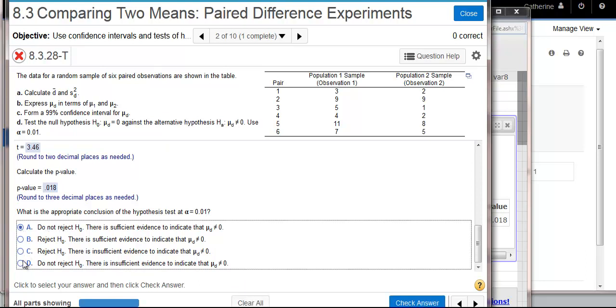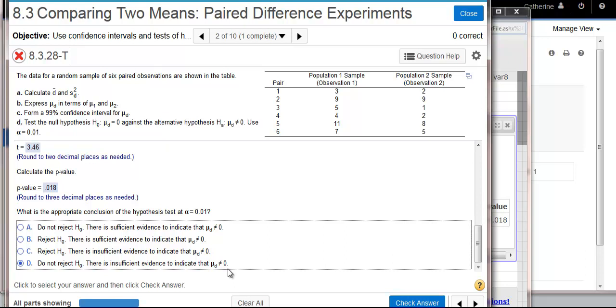So I'm going to look at either answer choice A or answer choice D. Okay, so let's look at answer choice A for a minute. Do not reject the null hypothesis. Okay, that's something we're going to do. We're not going to reject the null hypothesis. And this would not be correct. We don't know about evidence regarding mu sub d not equal to 0. All we know is that there's insufficient evidence to indicate that the mean is not 0.